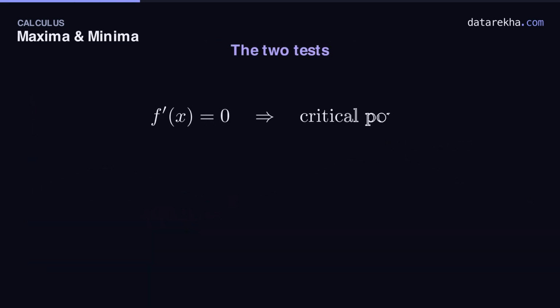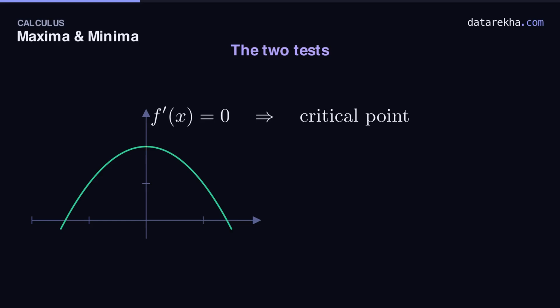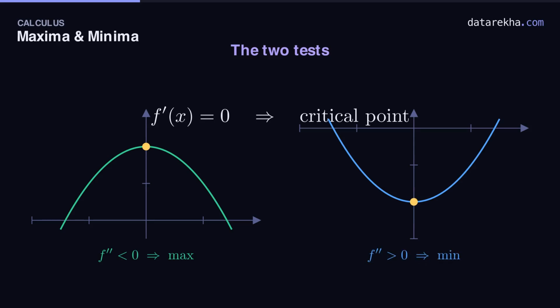Before we optimize anything, a quick refresher on how we tell a peak from a valley. It all starts at the flat spots, the critical points where the slope is zero. The second derivative sorts them out in a heartbeat. If f double prime is negative, the curve bends downward like a dome. A flat spot on a dome is a maximum. If f double prime is positive, the curve bends upward like a ball. And a flat spot at the bottom of a ball is a minimum. Dome, maximum. Ball, minimum. That is the whole test.